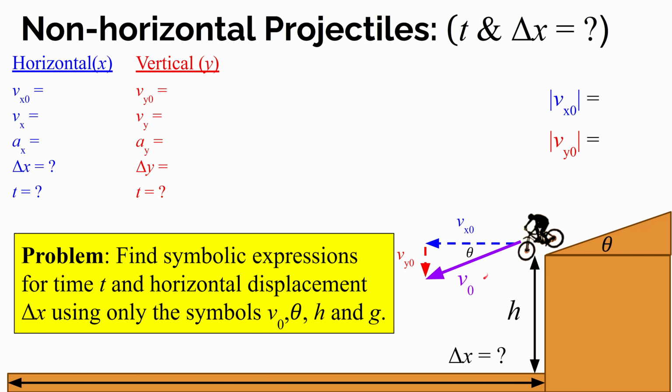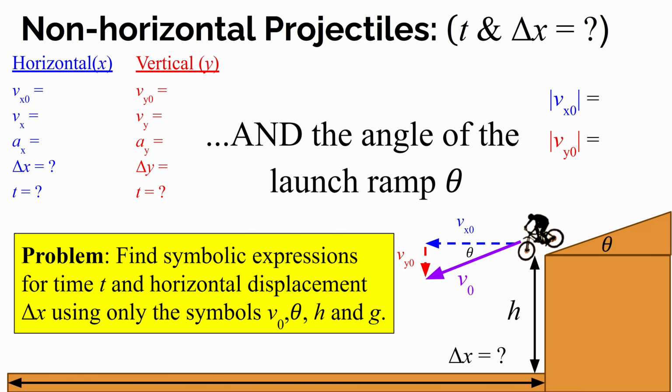So instead of being given the actual initial velocity, we're just going to call it v sub 0. And the actual starting height, we're going to call it h. And we're going to find an expression for the time that the mountain biker spends in the air coming off of this downwardly angled ramp, and an expression for the horizontal displacement. And we're only going to use the symbols which stand for the initial velocity, the height, and g, which stands for the size or magnitude of the acceleration caused by gravity near the Earth's surface.